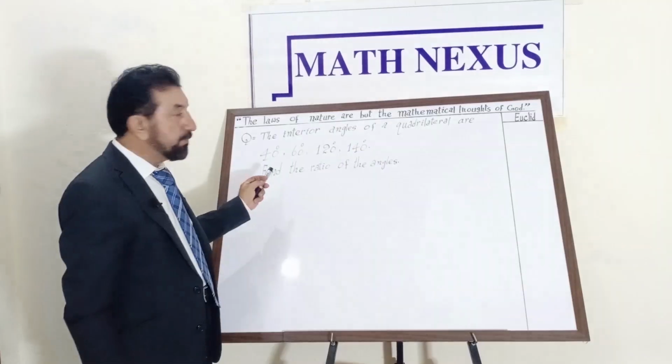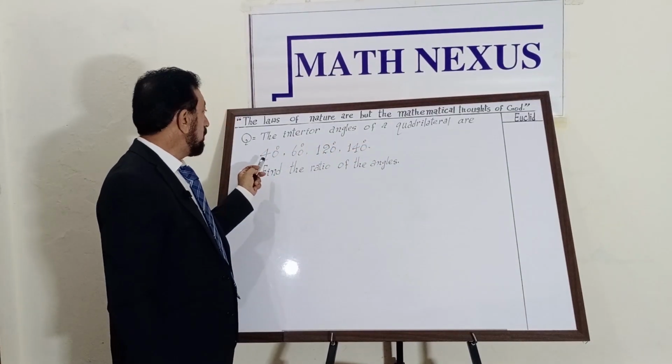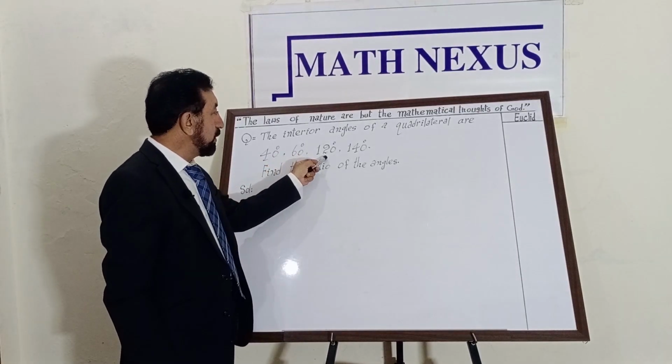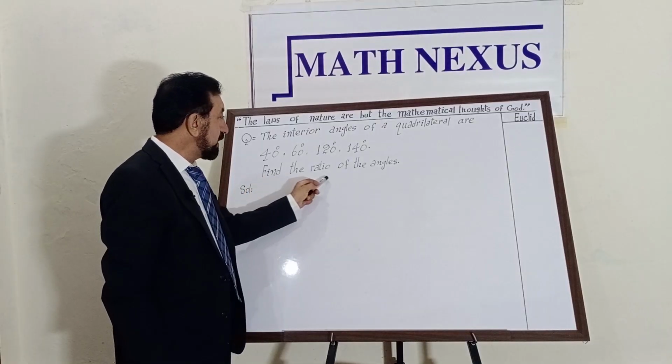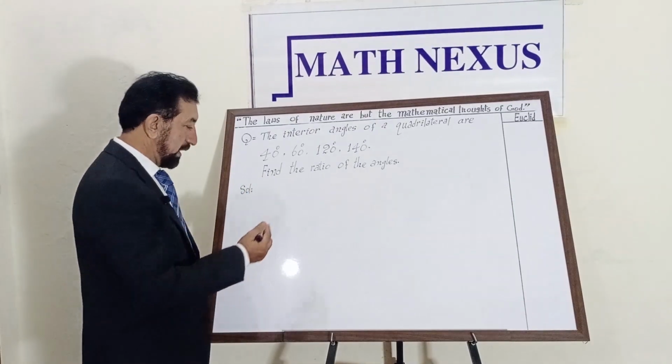Look at the question. The interior angles of a quadrilateral are 40 degree, 60 degree, 120 degree and 140 degree. Find the ratio of the angles.